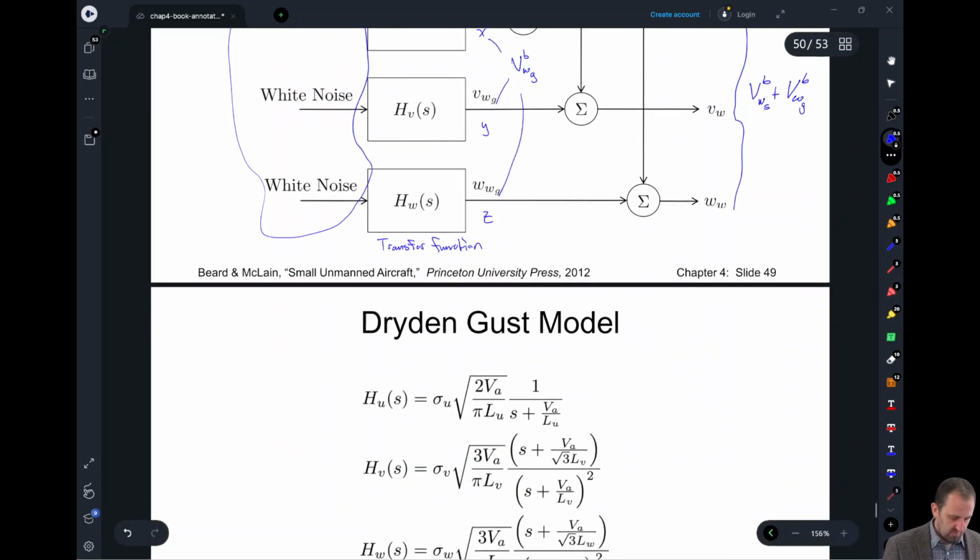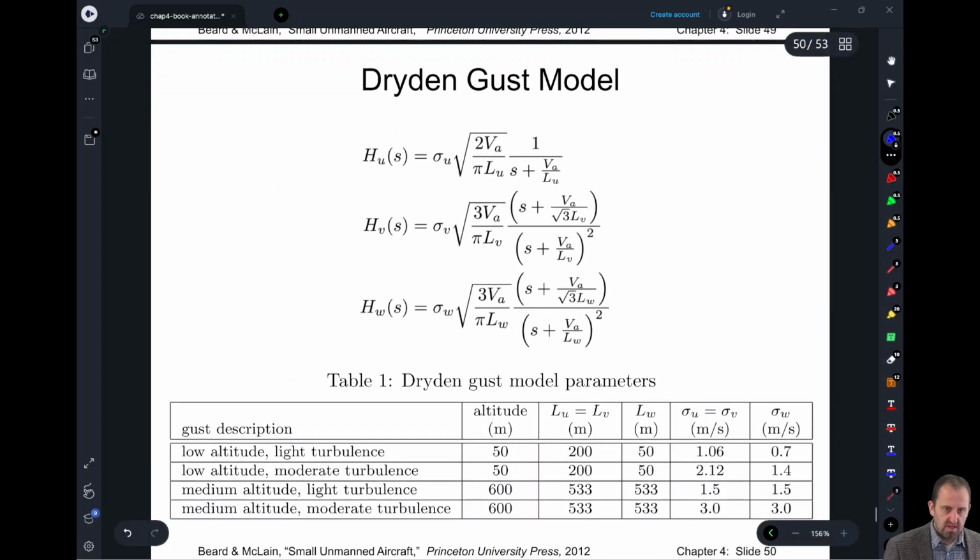Now, there's a couple different models, and the book discusses one called the Kármán turbulence model. It's great for approximating the gust, but it doesn't produce a rational transfer function. So a good approximation for that model is the Dryden gust model. And the book describes this in some detail. One thing to note is that these L sub u, L sub v, and L sub w, and I guess they pop up in these two different locations. Just recall that these are known as the spatial wavelengths.